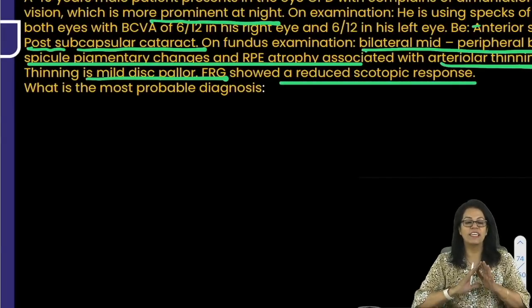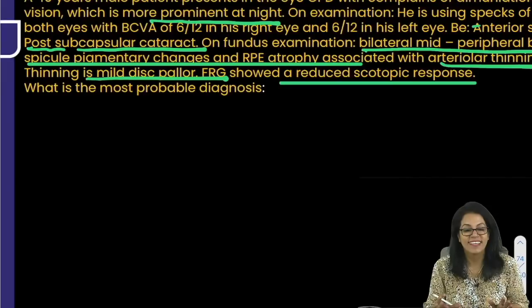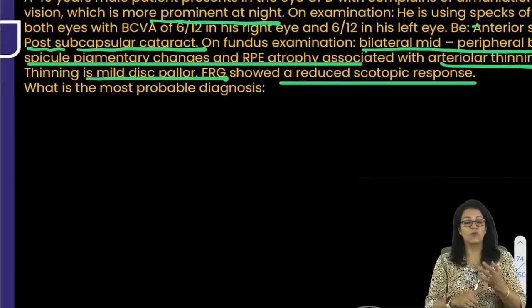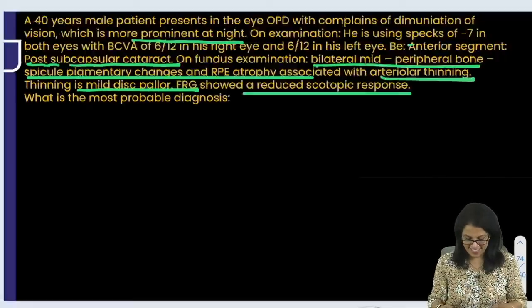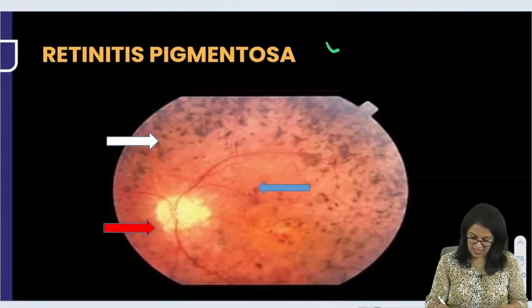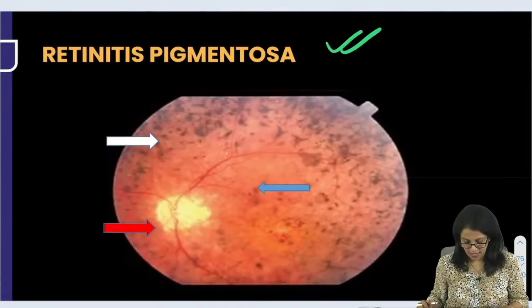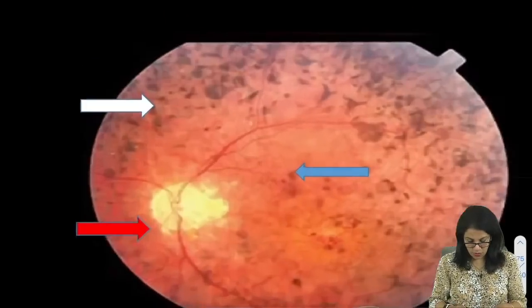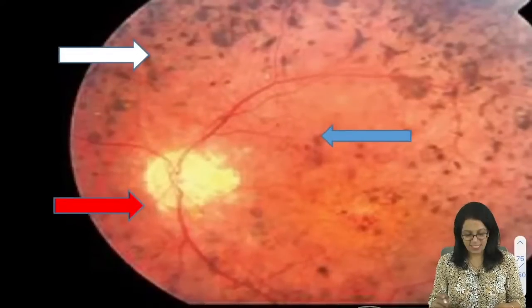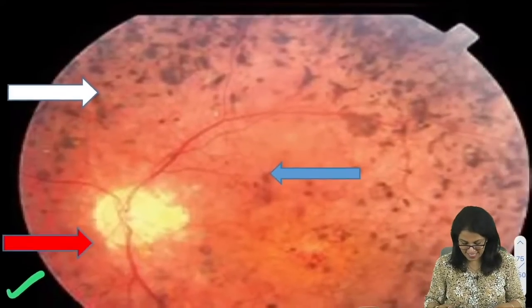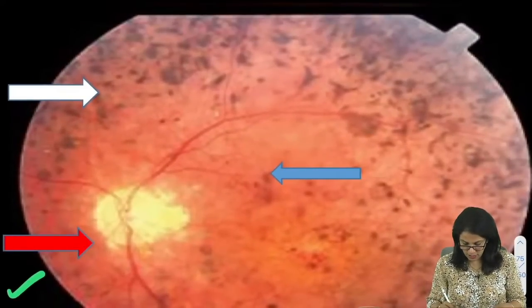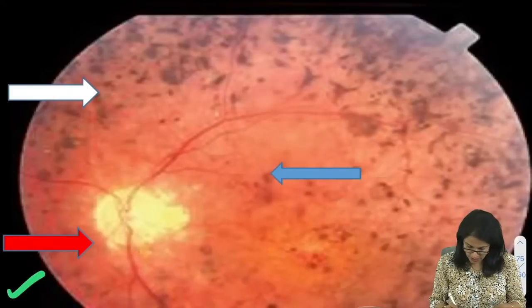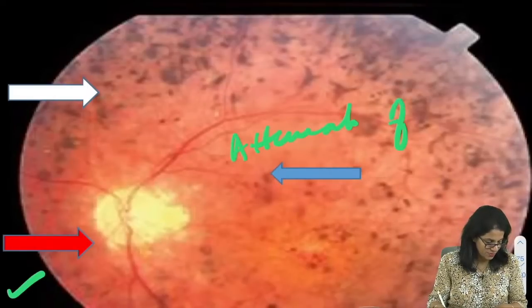I think everybody can answer me what is the diagnosis. So, there are bony spicules, attenuation of arteries, pale disc, ERG is diminished. We are talking about retinitis pigmentosa, isn't it? So, the white arrow is showing you your bony spicules, which are pigmentary disturbance. This is your pale waxy disc, and the blue line is the attenuated artery, attenuation of arteries. Very good.